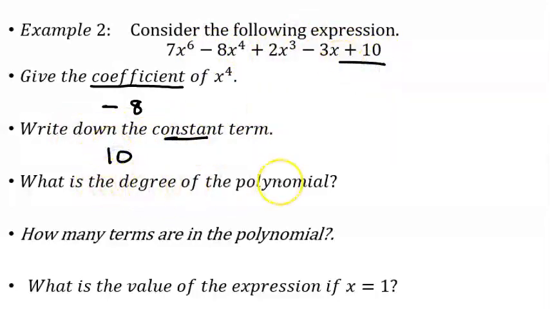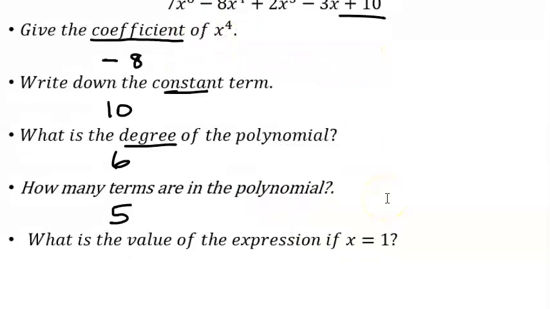What is the degree of the polynomial? The degree means the highest power in this expression. The highest power is 6. How many terms are in the polynomial? 1, 2, 3, 4, 5. Remember, terms are separated by plus and minus signs. So therefore we have 1, 2, 3, 4, 5 terms.